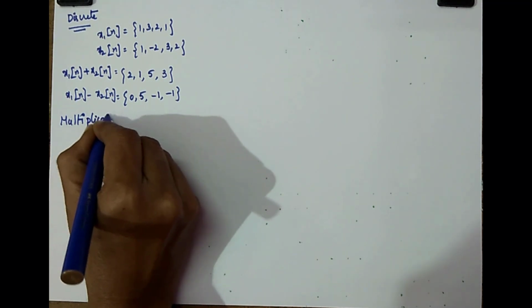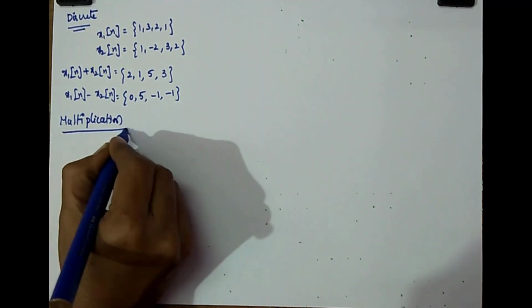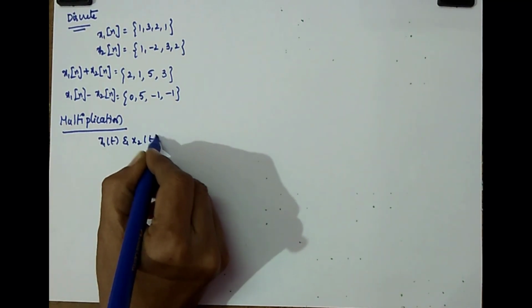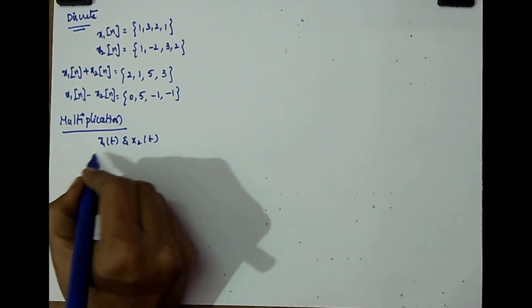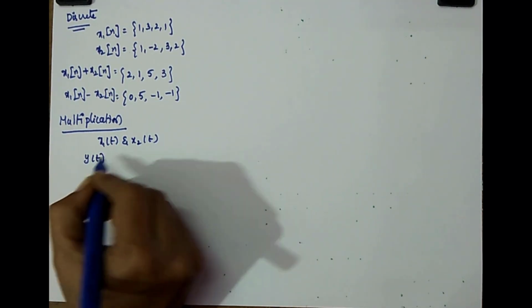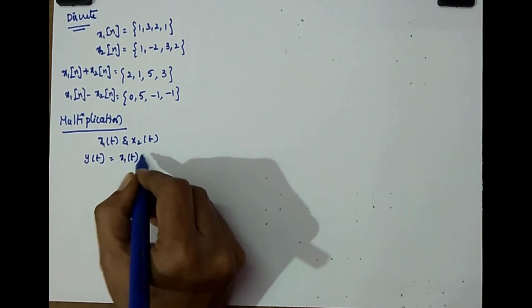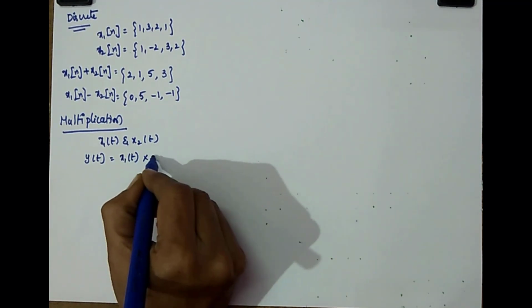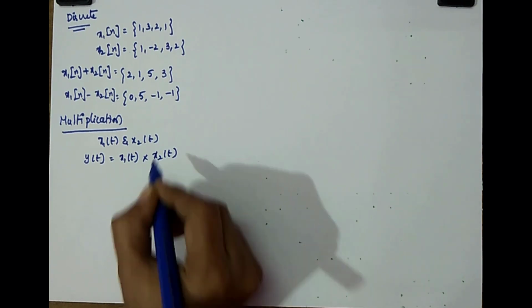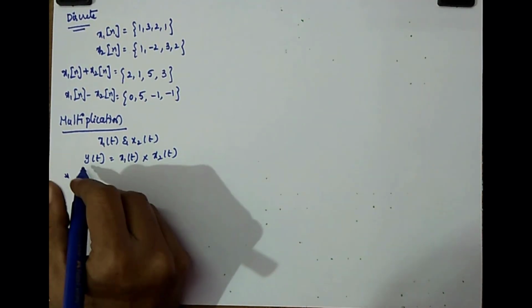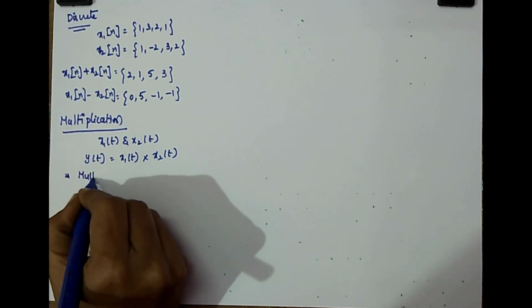Multiplication. Again, if x1 of t and x2 of t are two signals, then the signal y of t obtained by multiplying x1 of t and x2 of t is written as x1 of t into x2 of t. The device which can do this multiplication is a multiplier.